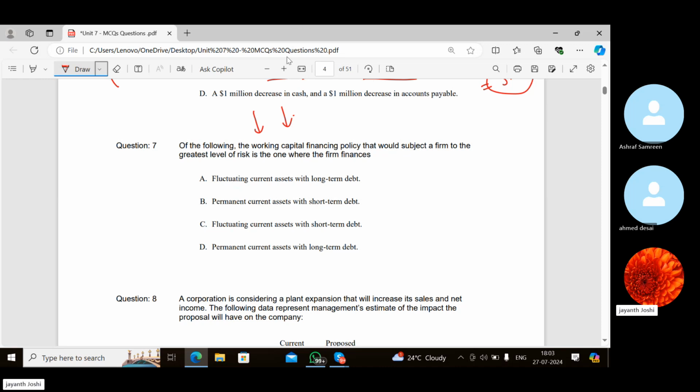Of the following, the working capital financing policy that would subject a firm to the greatest level of risk is one where the firm finances what? See, aggressive policy will put the firm into risk, right? Permanent current assets like inventory, if you buy with short-term debt, it's going to be very risky. That is typical of aggressive policy because conservative people don't want to take much risk. So they always want to fund their permanent current assets with long-term debt. So this is taking very high risk.